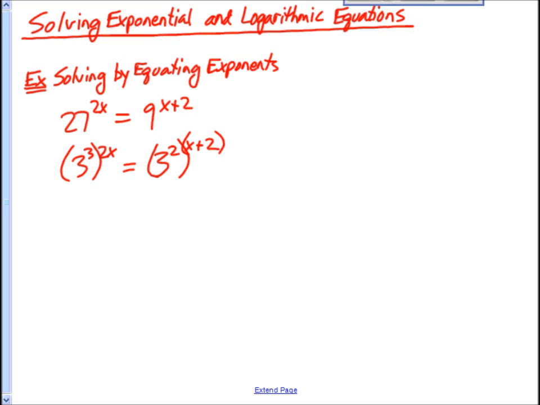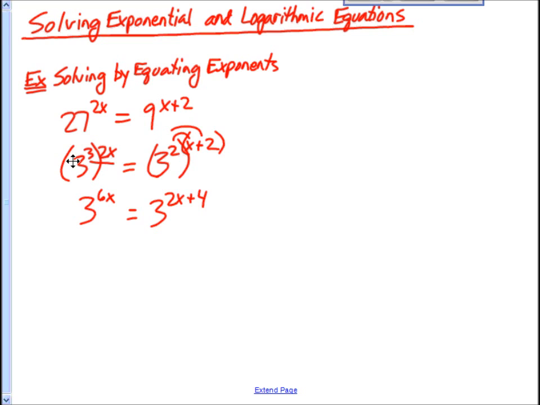Now you're going to go ahead and multiply those, power of a power property. So you've got 3 to the 6x. Over here you've got 3 to the, and don't forget you've got to distribute that because it's 2 times the quantity x plus 2, so 2x plus 4. And you say, oh, okay, if they're both base 3, then shouldn't 6x have to be equal to 2x plus 4, right? Isn't that true?